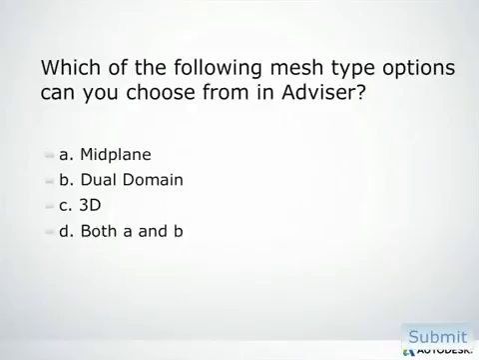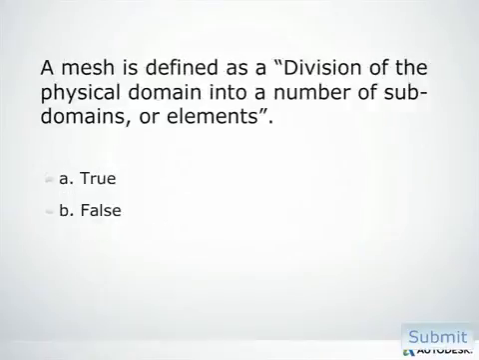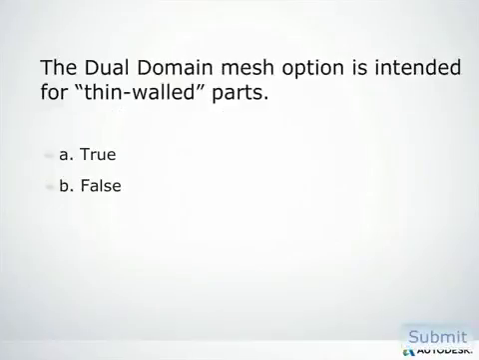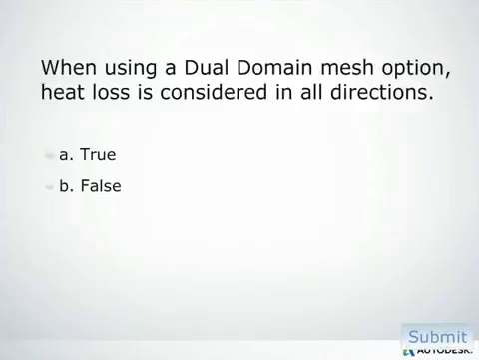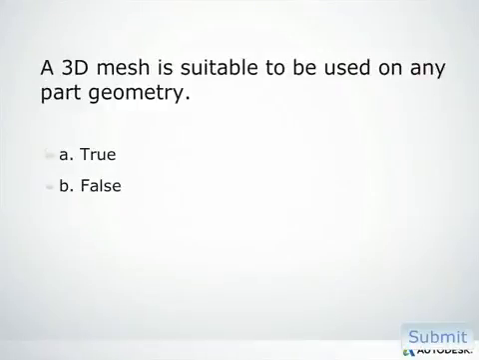So which of the following mesh type options can you choose from an advisor? A mesh is defined as a division of the physical domain into a number of subdomains, also known as elements. True or false? The dual domain mesh option is intended for thin-walled parts. True or false? When using a dual domain mesh option, heat loss is considered in all directions. True or false? A 3D mesh is suitable to be used on any part geometry. True or false?